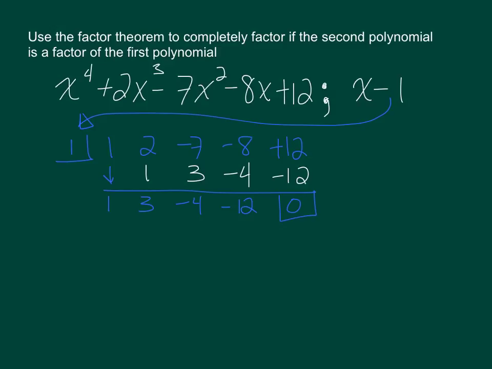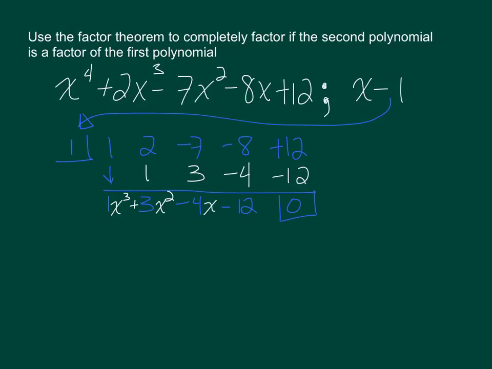Now we need to interpret our answer. Since we started with an x to the fourth power, the first term will be x cubed, and then we just decrease our powers every time we move to the right one coefficient. So this will be 1x cubed plus 3x squared minus 4x minus 12. Now that we have this answer, all we need to do is use factoring to completely factor our original polynomial.